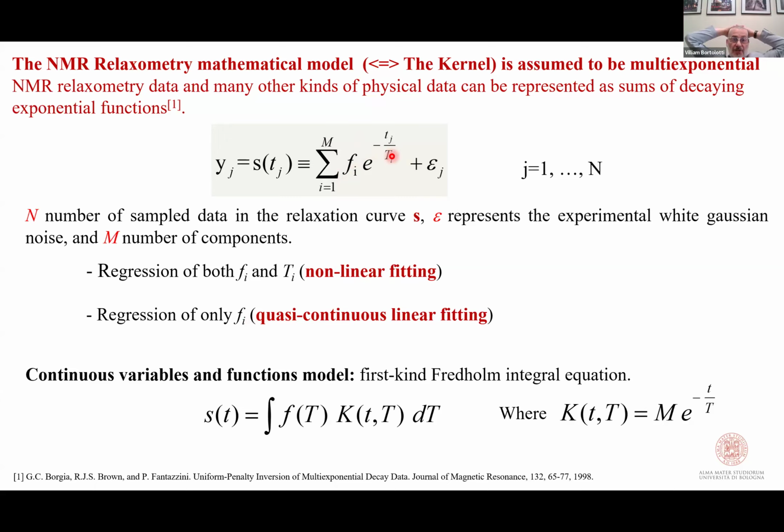41 in general, in a logarithmic scale. Instead, for T2 it is in linear scale, and the distance between the 2 is the echo time in a CPMG experiment. So the real data acquired, S at time Tj, is the model, but there is also an error.